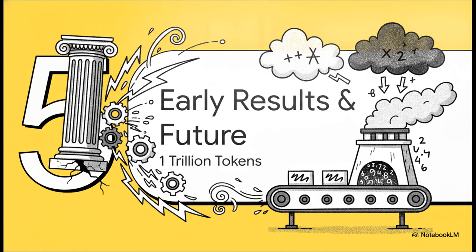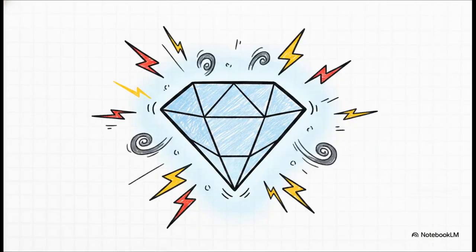Section 5. Early Results and Future. Let's look at some empirical observations at the 1 trillion token mark. When put to the test on 1 trillion tokens, the empirical results are just incredibly strong. The researchers report a notably lower language modeling loss, a gap of 0.02 to 0.03, which is massive at this scale.